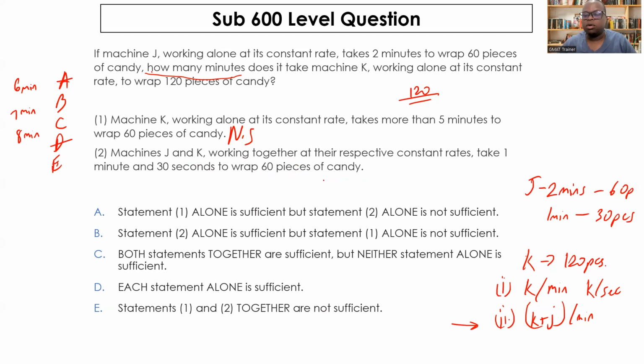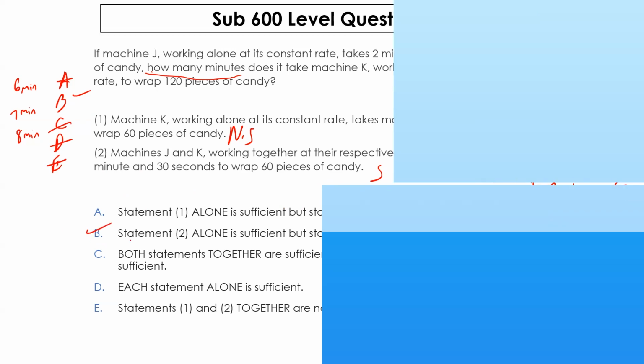That means you can get a unique number for K alone in a minute. And if you can get the rate of K per minute, that means you can get how long it takes K to wrap 120 pieces of candy, which means this statement is sufficient. If it is sufficient, then B is the correct answer. You cross off C and E. Therefore, the answer choice B becomes the answer.